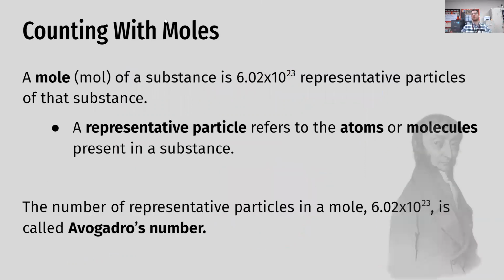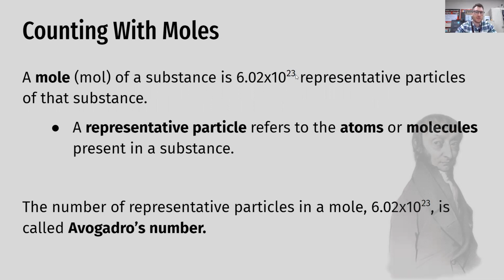So the mole concept, counting with moles. We have this thing called the mole in chemistry, and I alluded to it, it's not a rodent. It's also not a growth on your skin, but it is a quantity or a unit that we use to quantify things in chemistry. A mole of a substance is equal to 6.02 times 10 to the 23rd representative particles of that substance. Take a second to really wrap your head around, if possible, that 6.02 times 10 to the 23rd. That's a massive number.